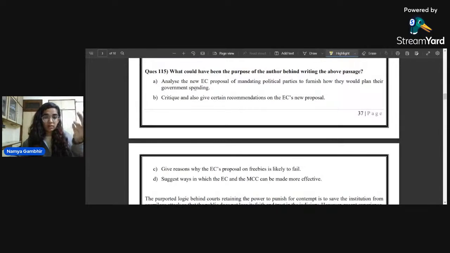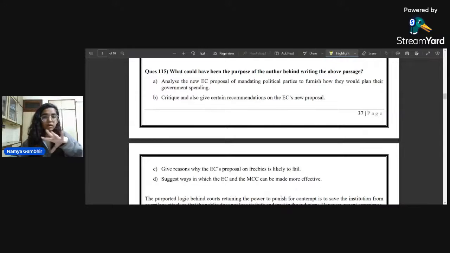Now you go back to the passage and see, is the author actually giving certain recommendations? If the author is, then we would stick with B. But if we see that the author has not actually given any recommendations, and is just talking about the pluses and the minuses, then we would have stuck with option A itself and eliminated the B option.